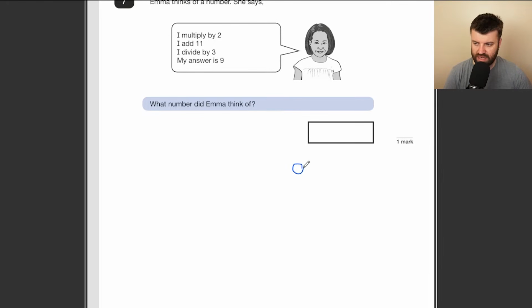My answer is 9, so I'm going to put 9 as the answer, equals. I divide by 3, so we divide by 3. I add 11, I multiply by 2. So I worked backwards, I didn't really need to here, because basically we're starting with something. And if you read it in order, there was no need for me to go backwards then. Multiply by 2, add 11, divide by 3, the answer is 9.